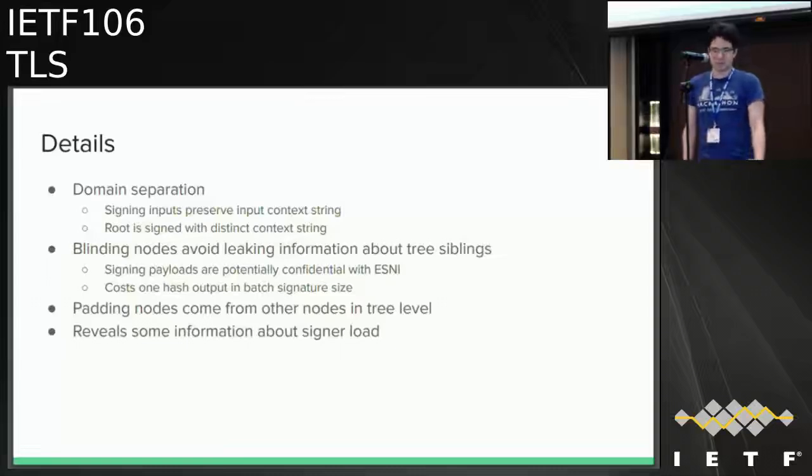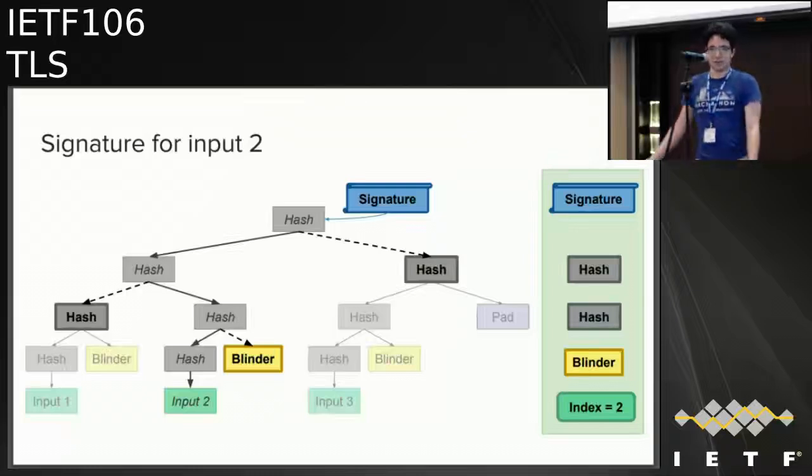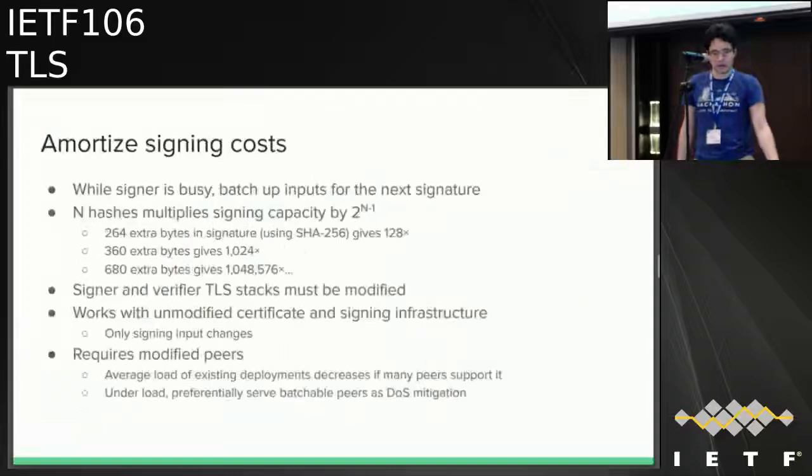The blinding nodes may not actually be necessary, but since in ESNI the signing payload is secret, and if you look at the tree, the first node you would get is the sibling. The bottom node in the path would be the hash of a sibling in your tree. In order to not have to think about it, we'll just pay one extra level of the tree to put some randomness in there, and all the other nodes will have randomness merged in, so it doesn't actually leak the information.